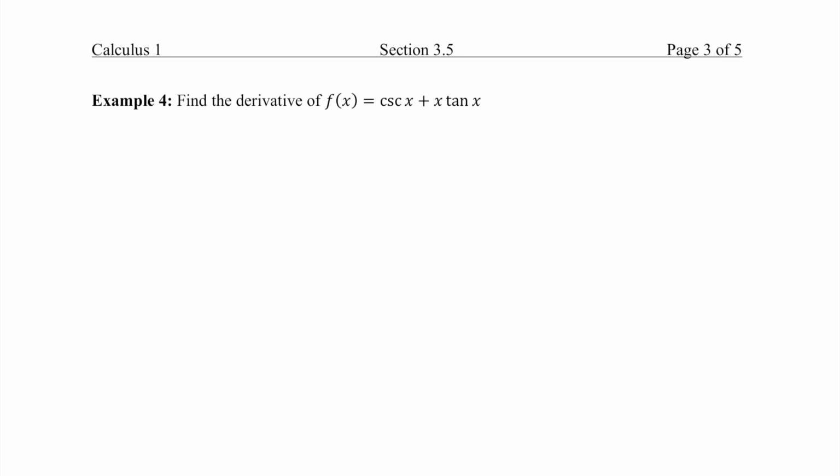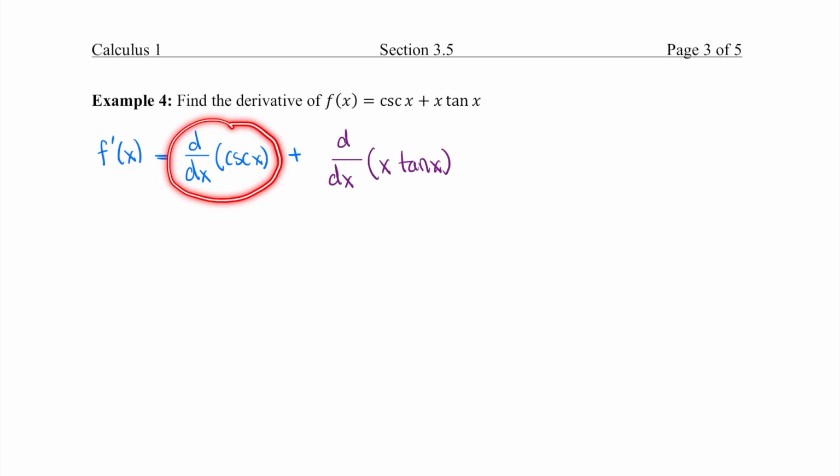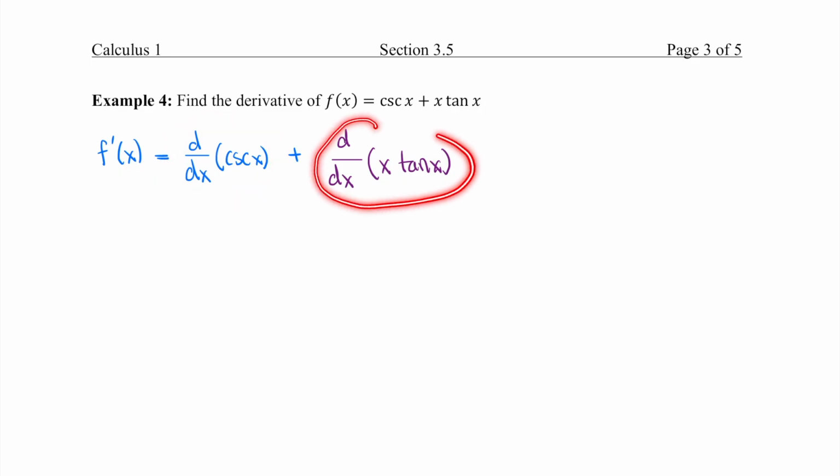Now, let's look at example 4. Find the derivative of f of x equals cosecant x plus x times tangent x. Notice that this function has two terms added together, so we can differentiate each term separately using the sum rule. We have f prime of x equals the derivative of the first term plus the derivative of the second term.